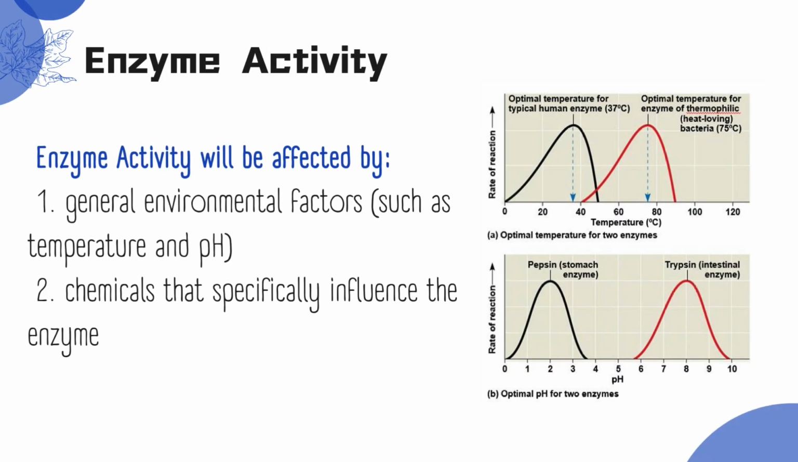However, as with inorganic catalysts, enzyme activity will be affected by general environmental factors such as temperature and pH, and by chemicals that specifically influence the enzyme, such as enzyme inhibitors. As we can see in the graph, different enzymes can have different enzyme activity under the same circumstances, even though they have the same function, as they have evolved to fit the environment they live in.